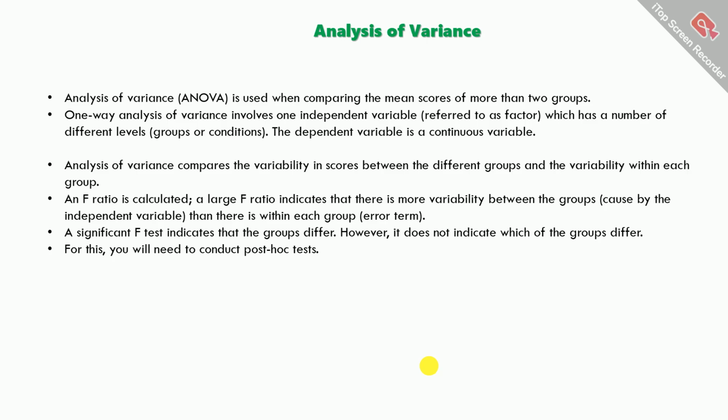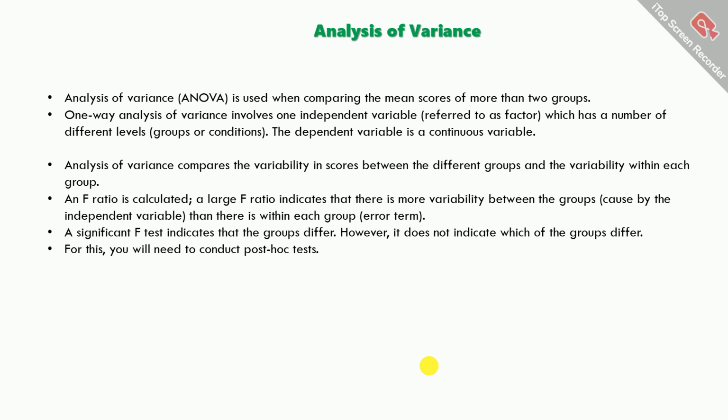Analysis of variance, abbreviated as ANOVA, is used when we compare the mean scores of more than two groups. One-way analysis of variance involves one independent variable, which is referred to as a factor, and it has a number of categories, like different levels. The dependent variable is a continuous or quantitative variable. It compares the variability in scores between the different groups and the variability within each group. An F ratio is calculated.